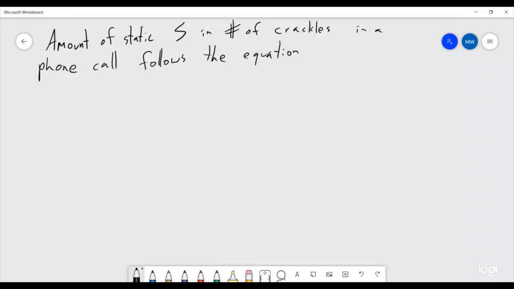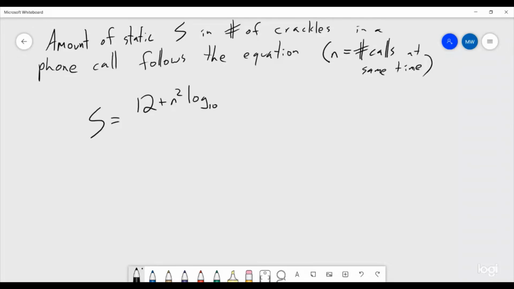And this time we are going to say that N is the number of calls at the same time. So that's what N is going to represent. So static is equal to 12 plus N squared log base 10 of N, divided by 13 plus N. So as we get more and more phone calls, there's going to be more and more crackle, if that's a word, in our phone line.